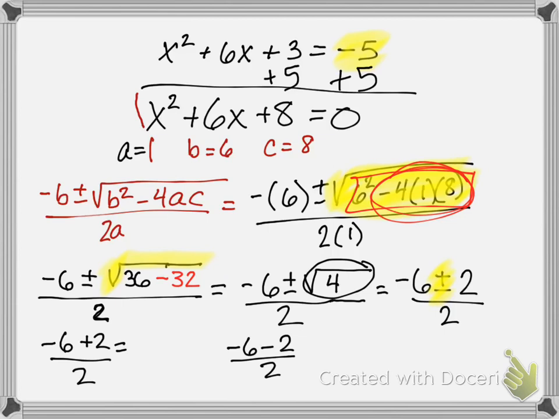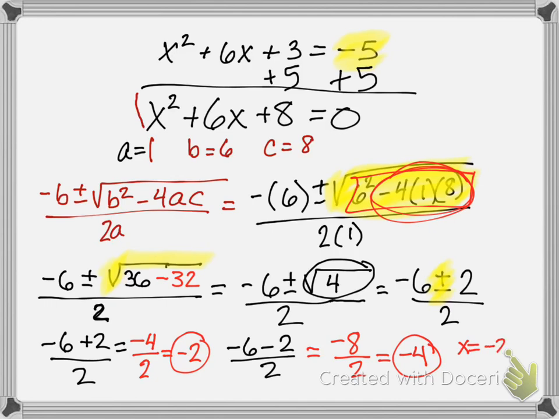So up top I have a negative 4 over 2. Divide that, it equals a negative 2. Simplify my second fraction here. I have a negative 8 over 2. When I simplify that, I get a negative 4. So my 2 final answers for this one, we have x equals negative 2 and x equals negative 4. And that is how you solve using your quadratic formula.